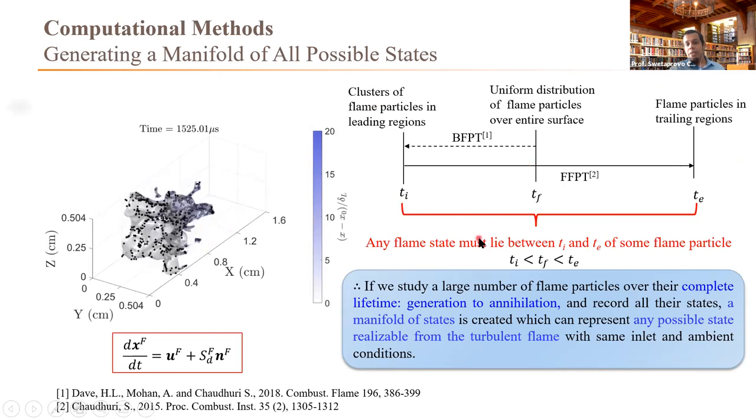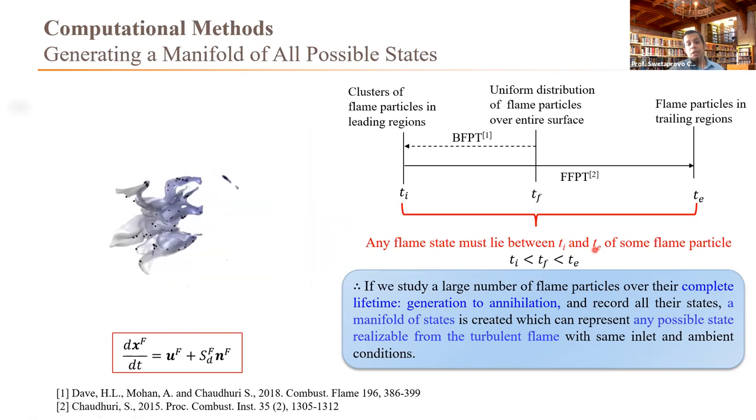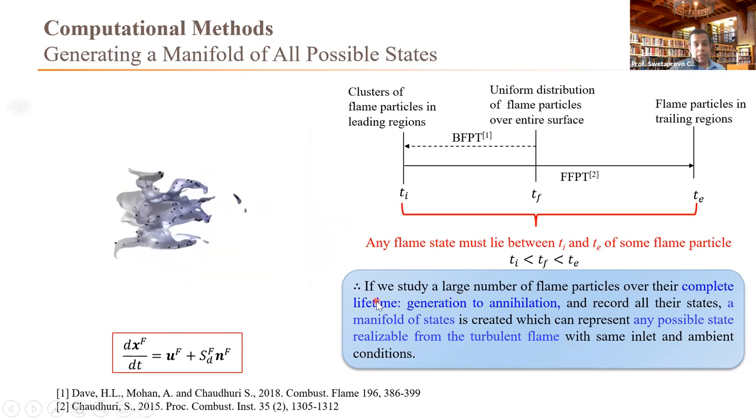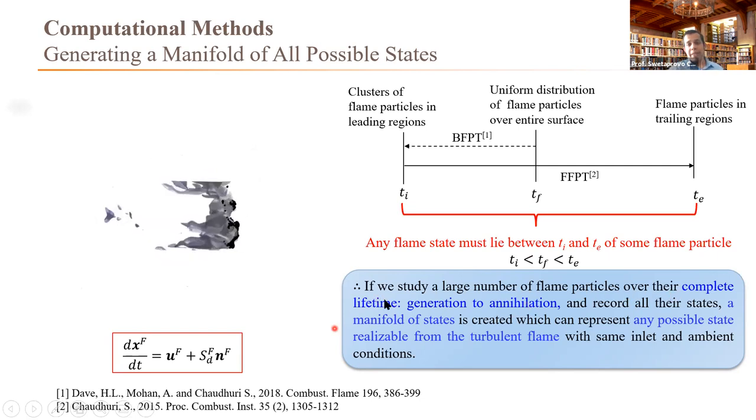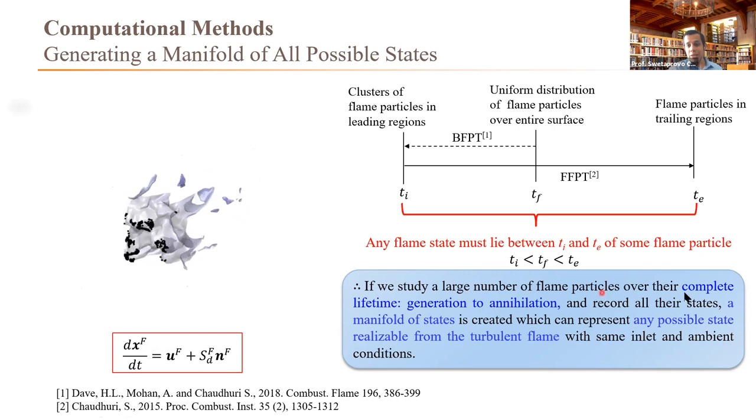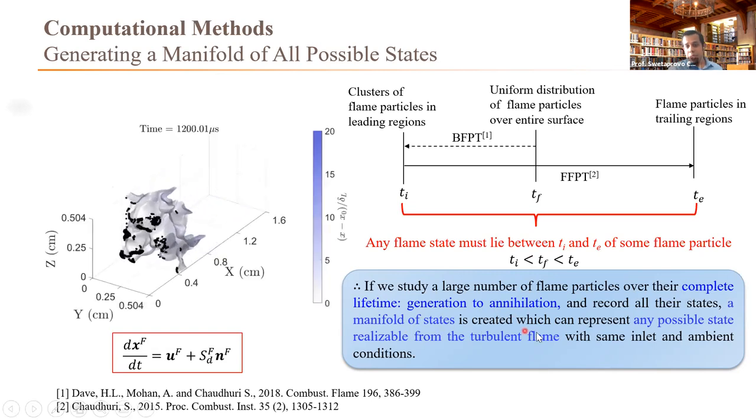So we can roughly say that any flame state should lie between the initial and final times of some flame particle, if you have a large number of flame particles. Therefore, if we study a large number of flame particles over their complete lifetime, that is from their generation to annihilation, and record all their states, we essentially generate a manifold of states which can represent any possible state realizable from the turbulent flame, given the inlet and the ambient conditions the same.